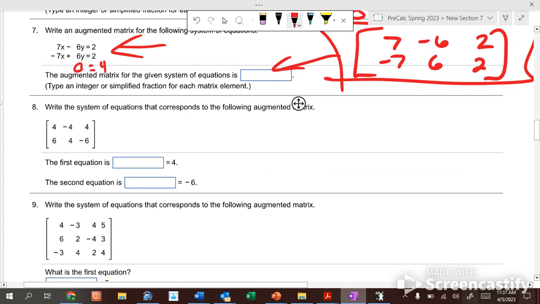My first equation from this one is 4x minus 4y equals 4. My second equation is 6x plus 4y equals negative 6.